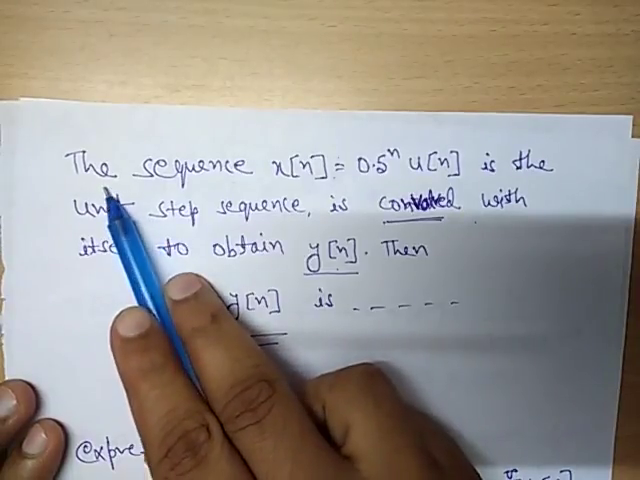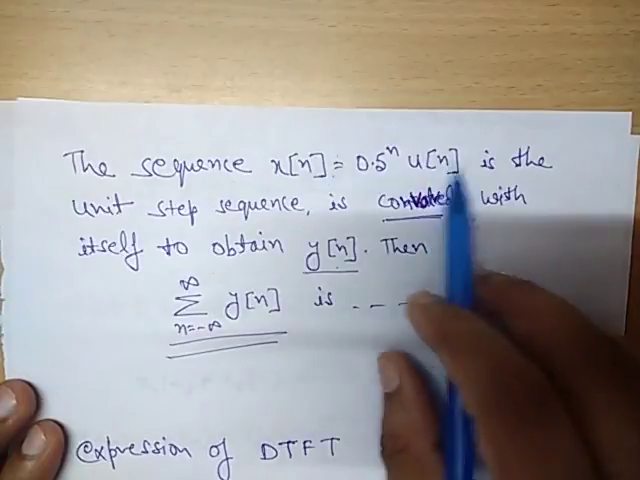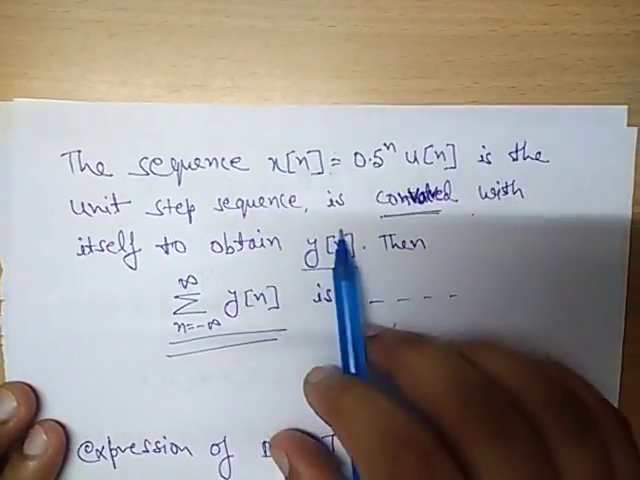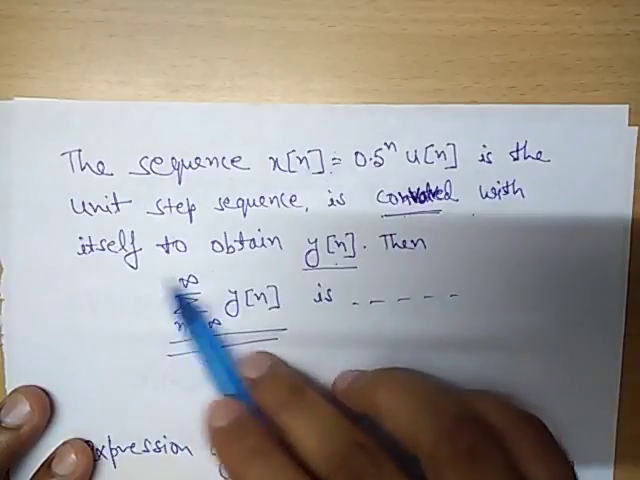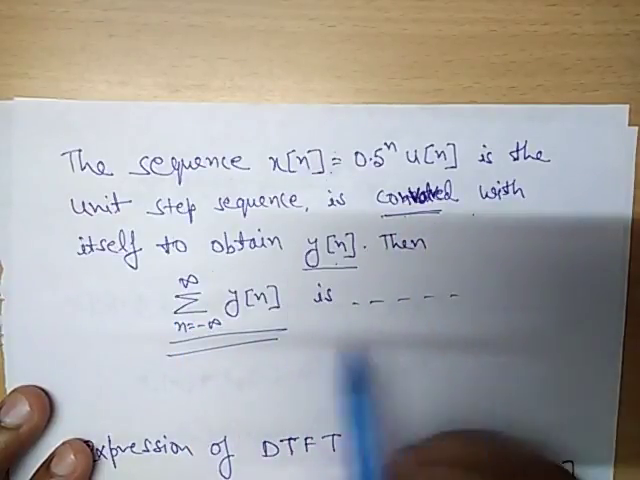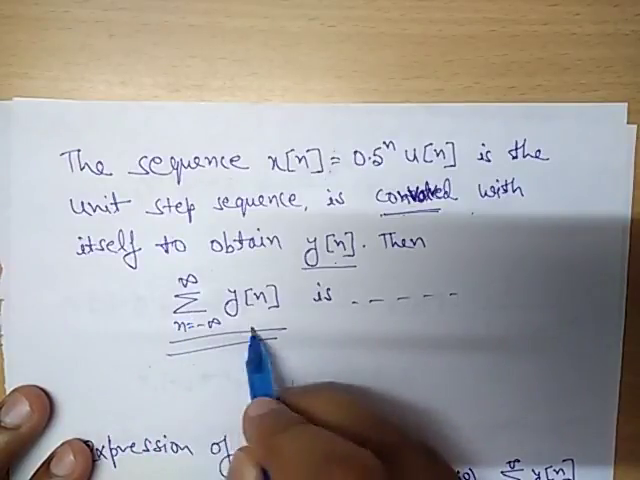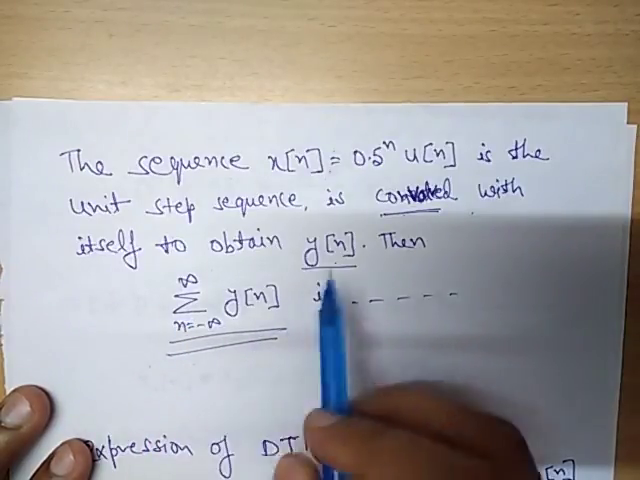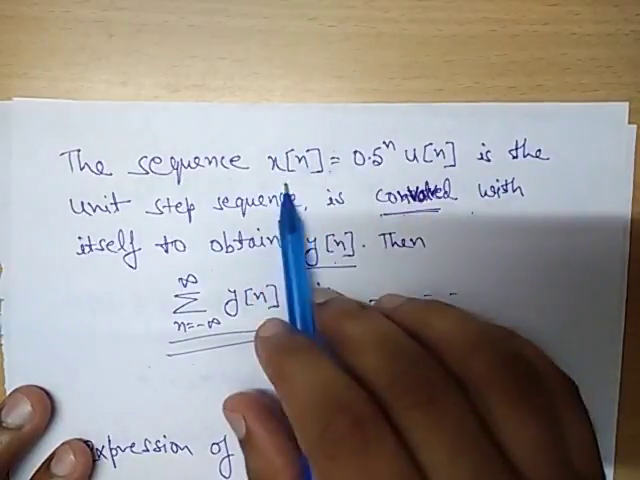The question is: the sequence x[n] is given. This is a discrete time signal. It is a unit step sequence, of course, and is convolved with itself to obtain y[n]. We have to find the summation from minus infinity to infinity of y[n]. What will be the value of this? y[n] is just the convolution of this signal with itself.